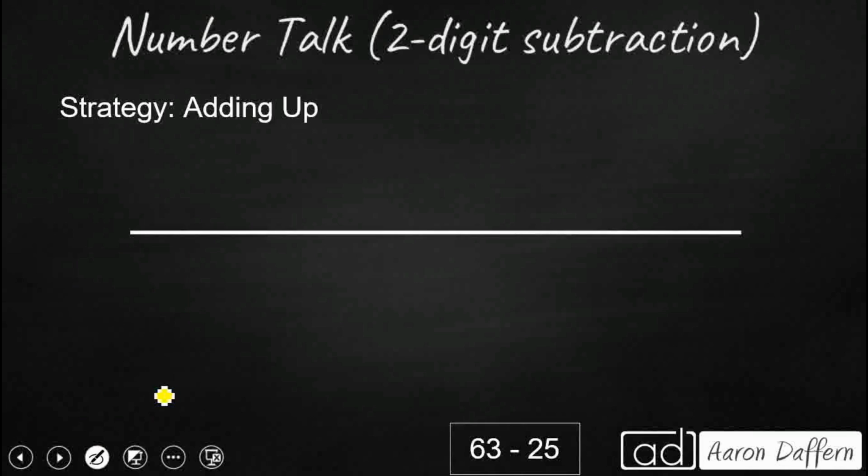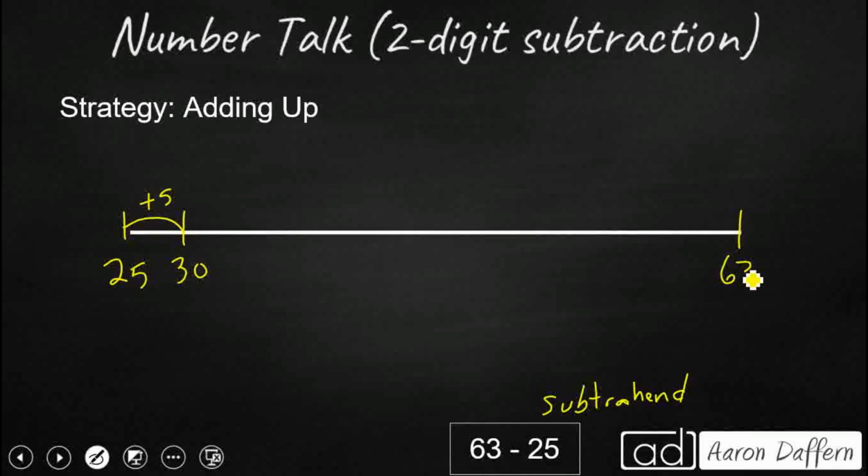So the first thing that we could do is to use the strategy adding up. And what we do is we start with our subtrahend. Now the subtrahend, that's the fancy name for the second or smaller number in a subtraction problem. And so we're going to start with our subtrahend 25, and we're going to take some jumps. We're going to first get up to our next 10, so that's going to be a plus 5. Because once we get up to our next 10, we can make a big jump. Our goal here is to get up to that minuend. The minuend is the fancy name for that large number, that first number.